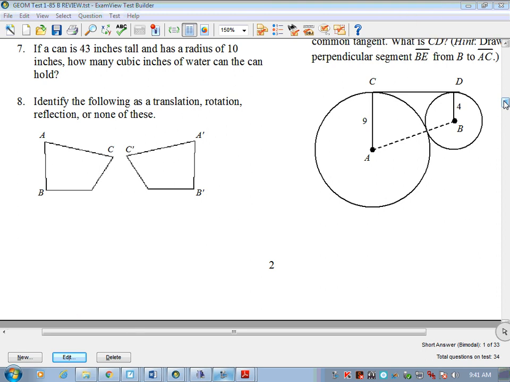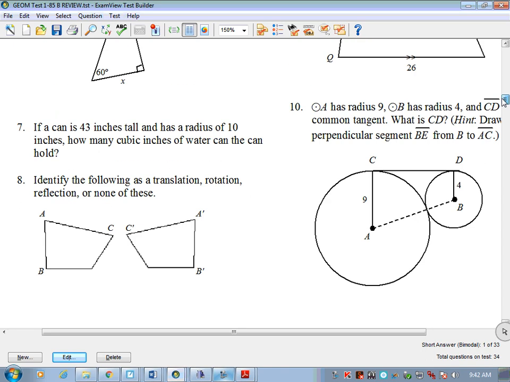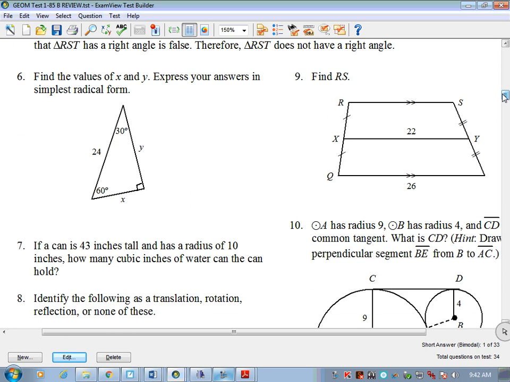All right, number 8. Is this a reflection, a rotation, a translation, or none of them? So reflection. All right, if I need to, there's my line of reflection. Everything is perpendicular across, same distance apart on either side. So it's a line of reflection. Or sorry, it is reflection.